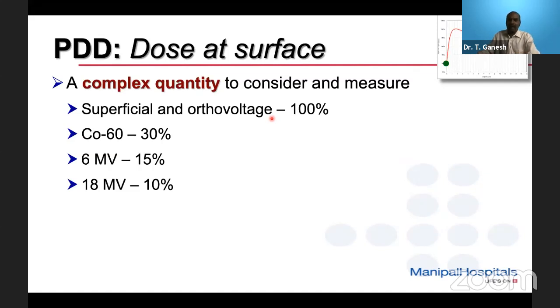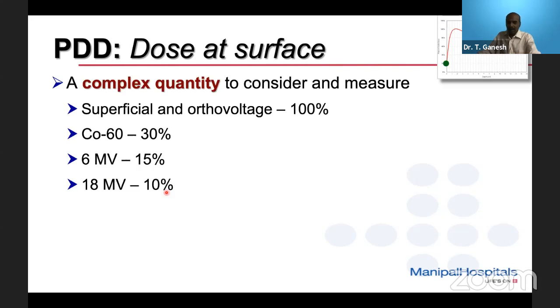Anyway, that apart, we can confidently say that for superficial and orthovoltage beams, the dose at the surface is 100%. There's no doubt about that. For superficial and orthovoltage, the dose at the surface is 100%. For cobalt 60, 6 MV, 18 MV, typical nominal values are 30%, 15%, and 10% respectively.